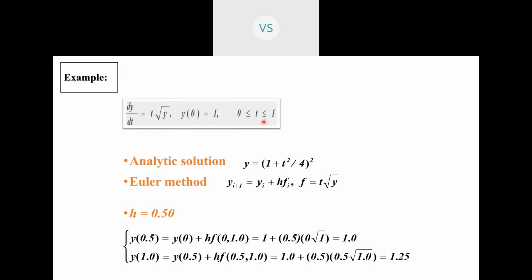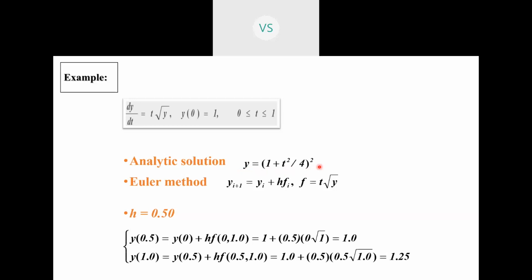What is the range of t? t varies from an initial value of 0 to a final value of 1. Now what is the increment given? No increment is given over here, so we can take different increments like 0.50, 0.25. Now the analytical solution: in this analytical solution you directly substitute the values of t and y, then you can get the answer. This equation is given to you in order to obtain the true value.